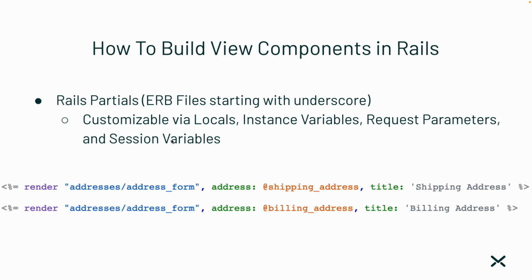So anything that you have access to in views in Rails, you have access to in partials as well. Locals are basically options you can pass to a partial, kind of like in this syntax. I'm saying render an address form, give it an address model, that's a shipping address, and give it a title of shipping address. And those options will end up becoming local variables inside the partial. So they become available in the partial syntax.